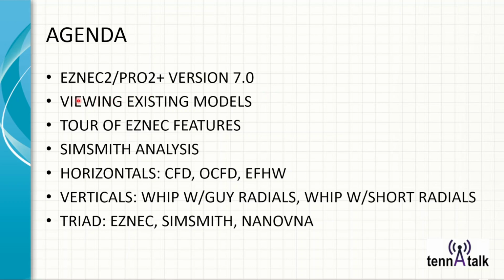We'll start by taking a look at where to find the existing models that come with SimSmith and where all of your models will be stored. We'll do a tour of some of the features. We'll then do some SimSmith analysis on a center-fed dipole, an off-center-fed dipole, an end-fed half-wave, and then for verticals we'll move to a whip with long guy wire type radials and a whip with short drooped elevated radials in the air. Finally, we'll talk about the power of the triad of EZNEC, SimSmith, and Nano VNA and how to use those in combination to really boost your antenna capabilities.